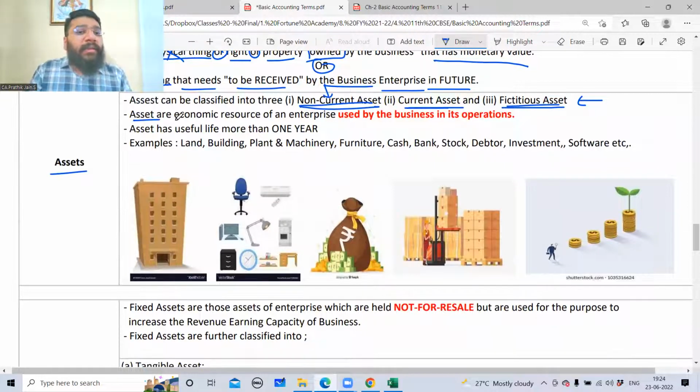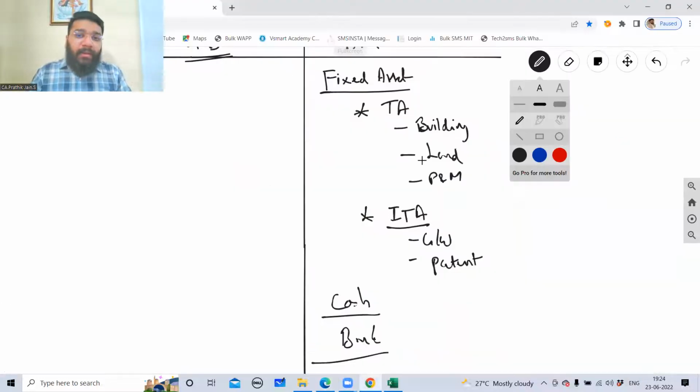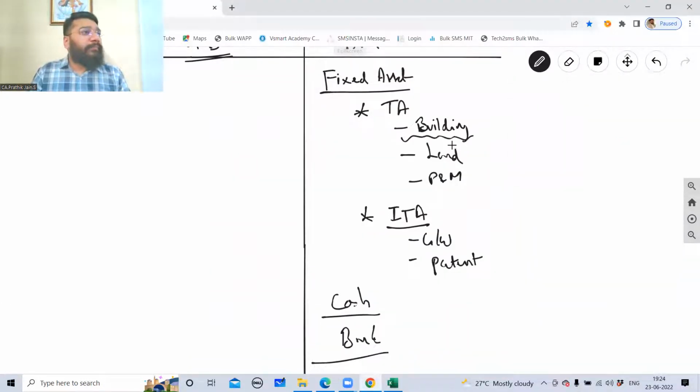Assets are the economic resource of an enterprise used by the business in its operation. So what is an asset? An asset is something which is used in the business, or which is generated in the course of the business, which is going to enhance my income. For example, a building. Can I say this building is going to help me increase my earning capacity? More building, more income. More land, more income. More plant and machinery, more income.